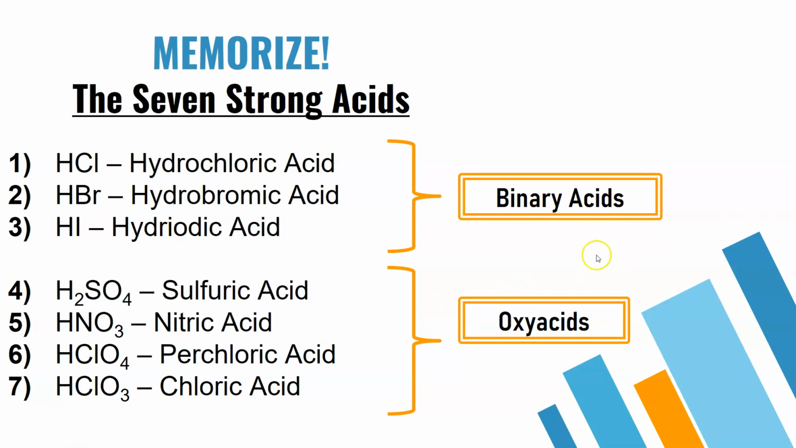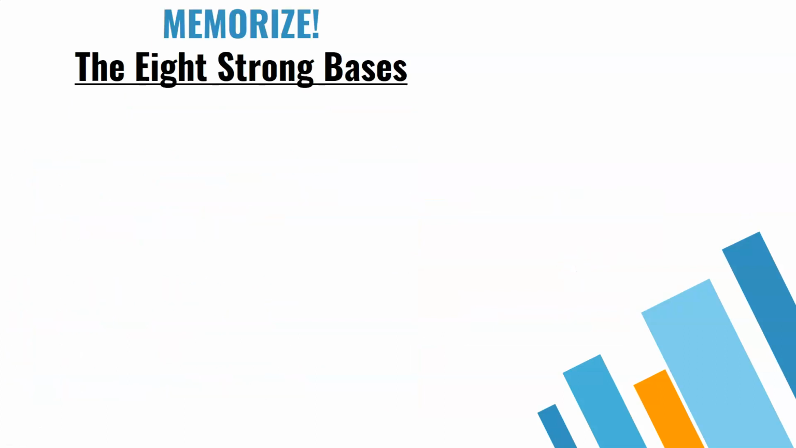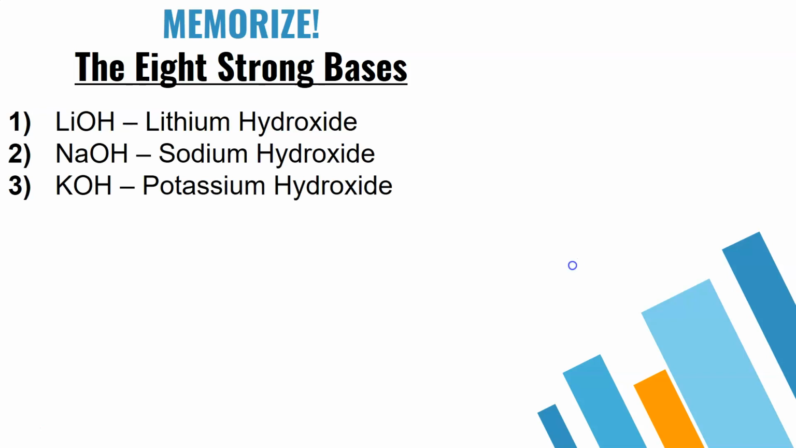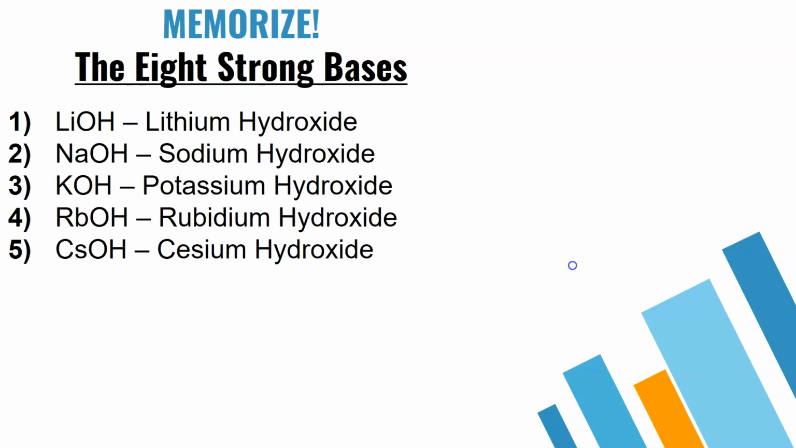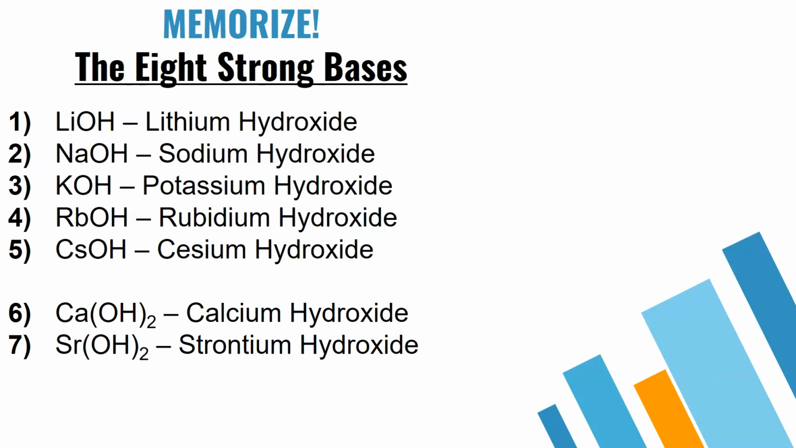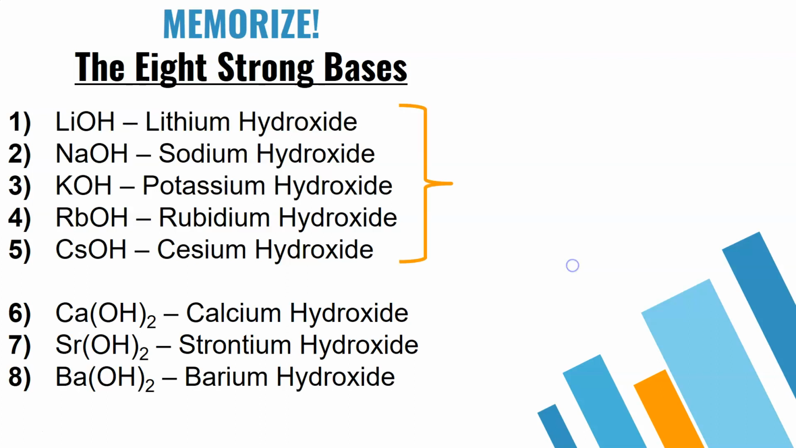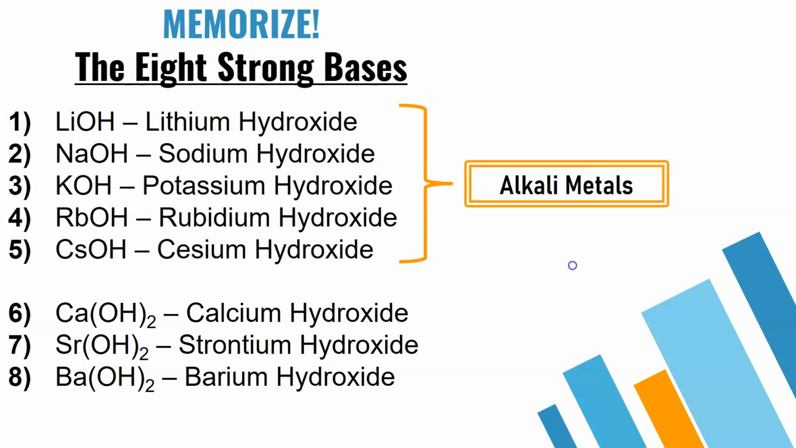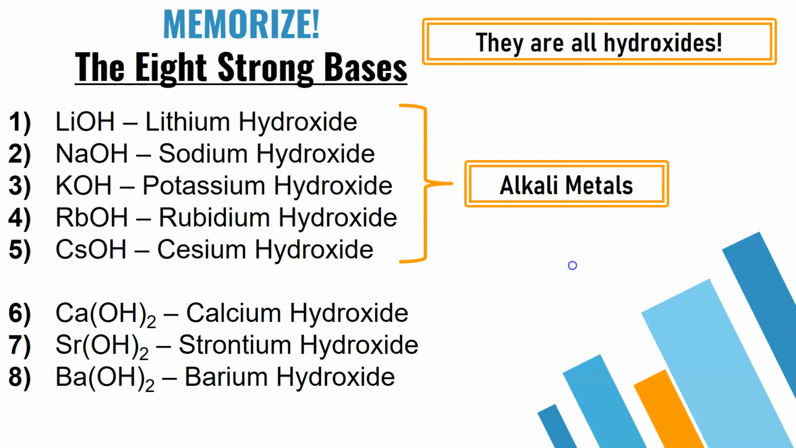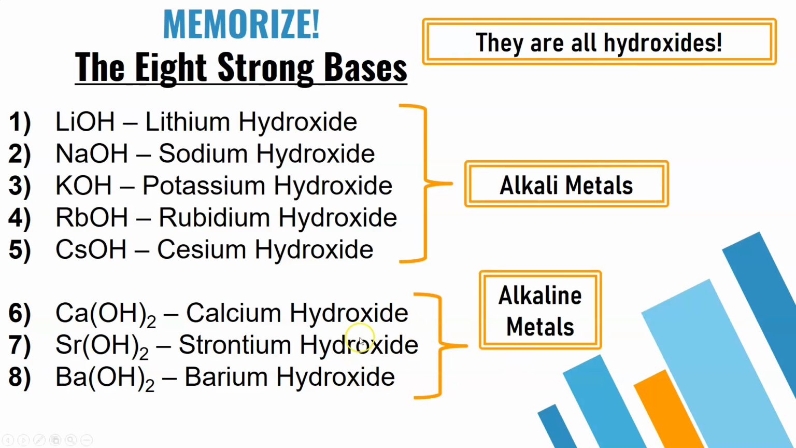Let's look at our 8 strong bases next. You will notice something about these strong bases. Are you noticing a pattern? Do you notice something about these? These are all alkali metals, aren't they? And they're all hydroxides too, aren't they? And down here you have a couple of the alkaline metals. Okay.